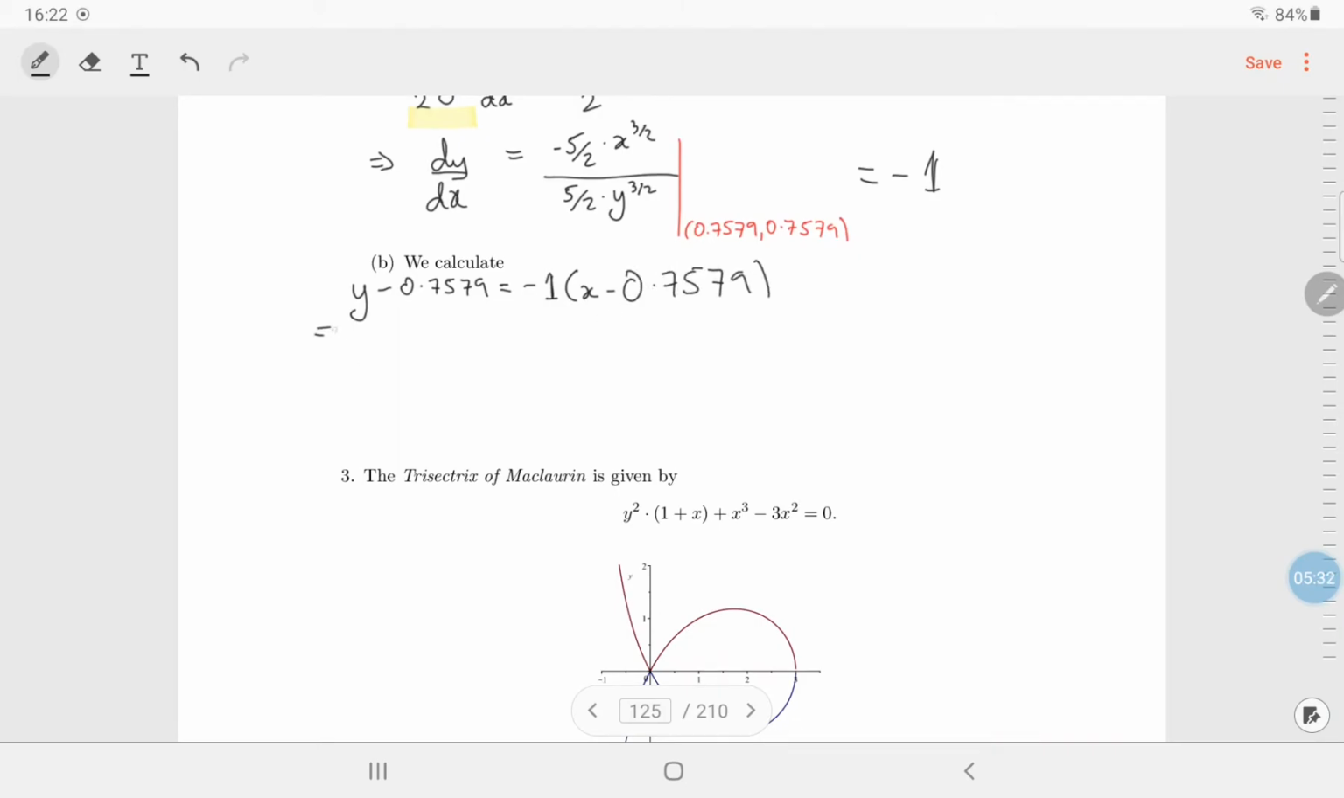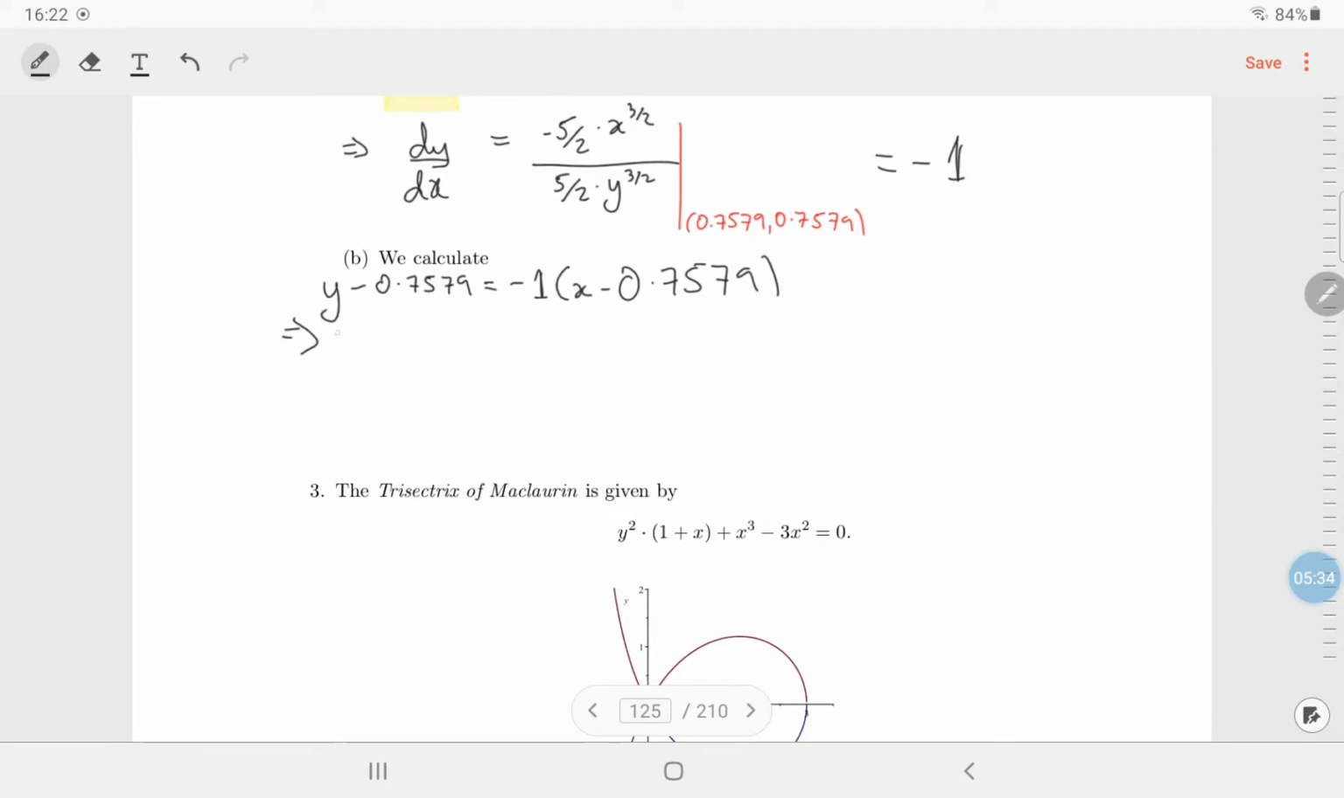So what I recommend is you multiply out the right-hand side. So I get -1 by x is minus x, and -1 by that number is plus 0.7579. And what I need to do then is add the 0.7579 to both sides to get y on its own.